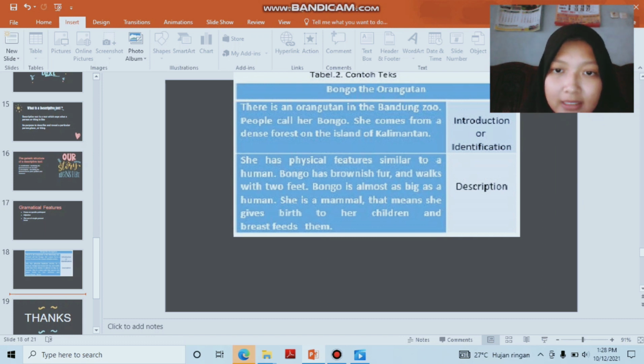And she has physical features similar to a human. Bongo has brownish fur and walks with 2 feet. Bongo is almost as big as a human. She is a mammal and it means she gives birth to her children and breeds them. This is a description because it explains physical characteristics of Bongo.